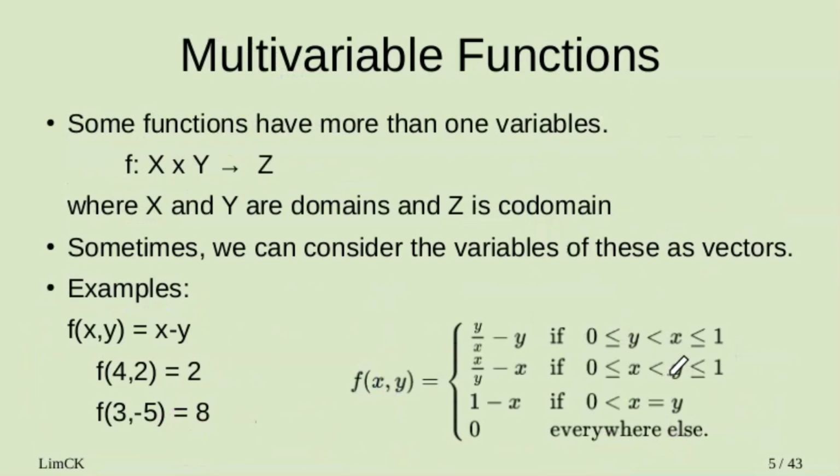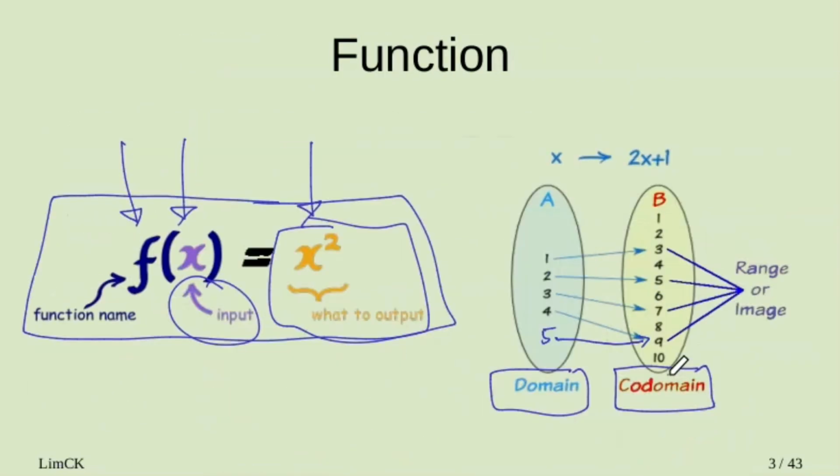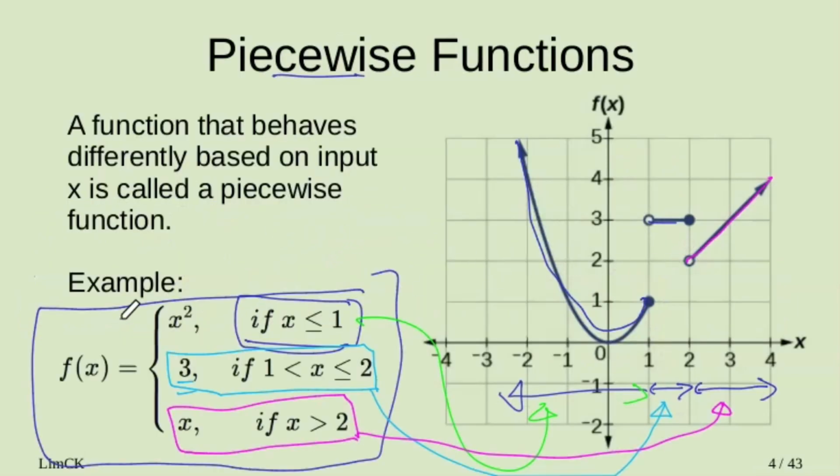Some functions are multivariable functions. Let's come back to here. For this function, we have one variable only, x. When we know x, we know the output. Even though this is a piecewise function, we know x here, we know the output. It's either x squared, 3, or x itself.